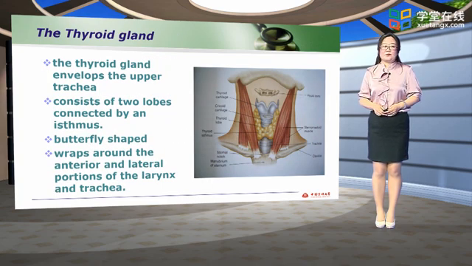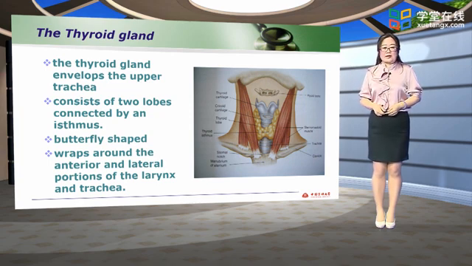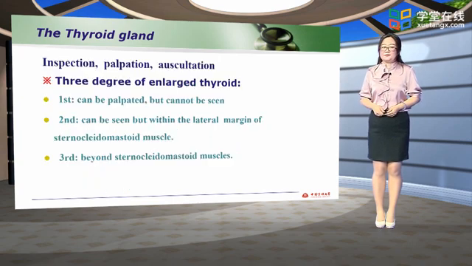The third part is the most important part in the physical examination of the neck, the thyroid gland. The thyroid gland envelops the upper trachea and consists of two lobes connected by an isthmus. It is the largest endocrine gland in the body. As seen from the front, the thyroid gland is butterfly-shaped. The isthmus and the two lobes look like a butterfly, and it wraps around the anterior and lateral portions of the larynx and the trachea.